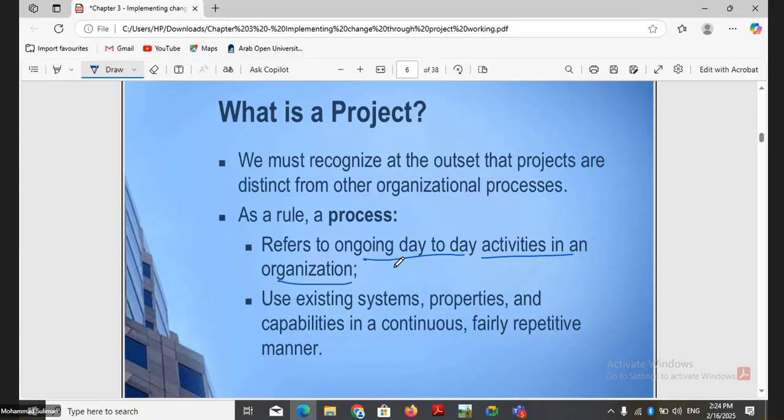The process uses existing systems, what is available, properties and capabilities, in a continuous and fairly repetitive manner. That is a process. It uses an existing system. It does not develop any new system. A process never develops a new system, right? So it is using the existing system and properties and capabilities in a continuous and repetitive manner because it is doing the same thing repetitively again and again.